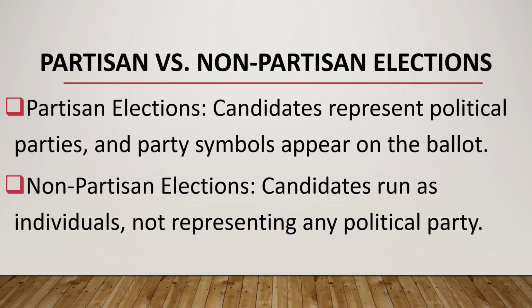Also, partisan versus non-partisan election. In a partisan election, candidates represent political parties and the party symbol appears on the ballot. Voters select their preferred party or candidate, and the party symbol appears alongside the name on the ballot. That's how it is for a partisan election. In Ghana, for example, the presidential and the parliamentary elections are partisan. You find major parties such as the NPP and the NDC, they all put up candidates to contest on the ticket of the party.